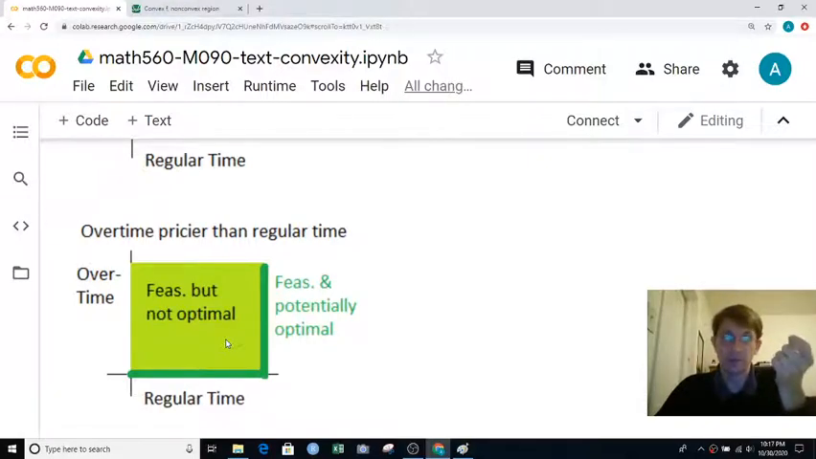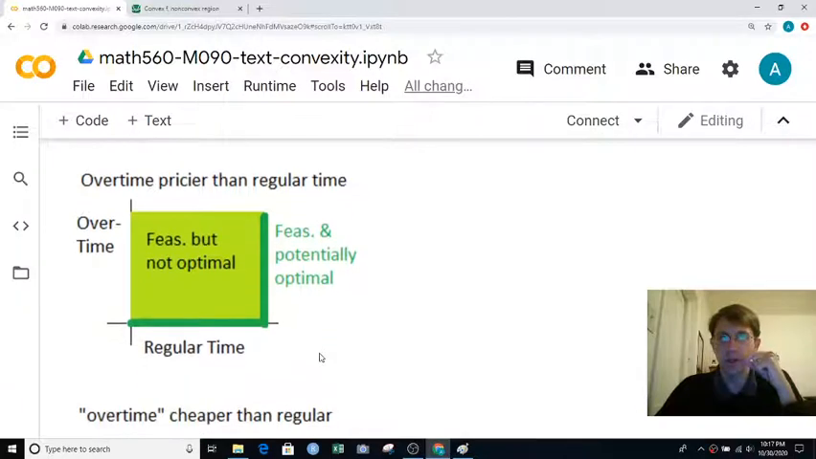optimal for the manager. So optimal, potentially optimal, would be using 0 to 40 hours of regular time, and once you hit 40, then paying overtime. So this green border has the potential for being optimal and is feasible. But what if overtime is less expensive than regular time? So think about how this graph will change when we do that.